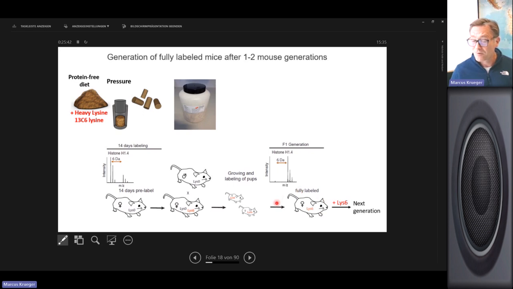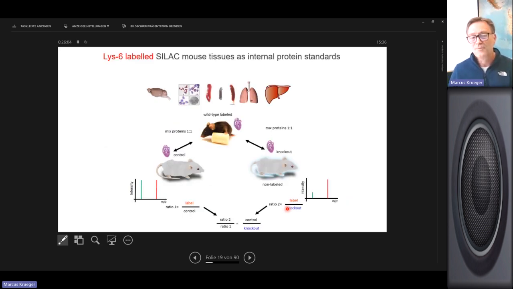So of course you always have to maintain the heavy diet, and we always maintain the females, and then you go on to the next generation, feeding them always with lysine 6. Meaning you always have a small population of mice which are fed with lysine 6 to get labeled tissue from those animals. And then how we use the SILAC mouse: we have labeled a black 6 mouse here, right? And this is a bit different from the typical cell culture SILAC experiment.